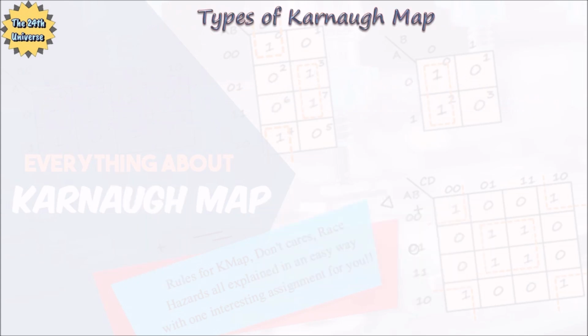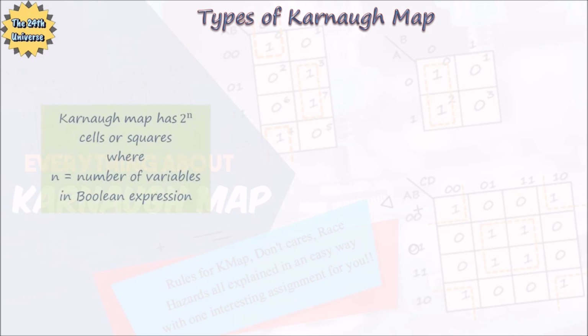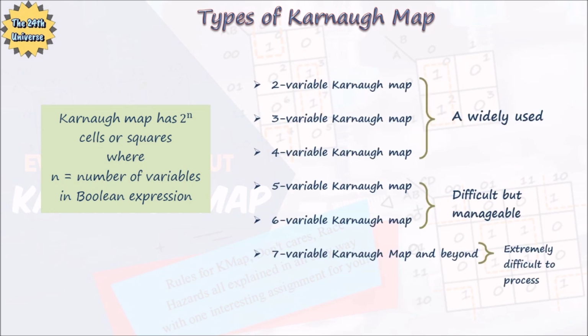The next is types of Karnaugh maps. A Karnaugh map will have 2 raised to n cells or squares, where n is the number of variables in the Boolean expression. So, based on the number of variables, Karnaugh maps can be classified as 2 variables, 3 variables, 4 variables, 5 variables, 6 variables Karnaugh map, and so on. But out of these, widely used are 2, 3, 4 variable Karnaugh maps. 5 and 6 variable Karnaugh maps are a little bit difficult to process but are manageable. But beyond 6 variables, processing a Karnaugh map becomes extremely difficult.